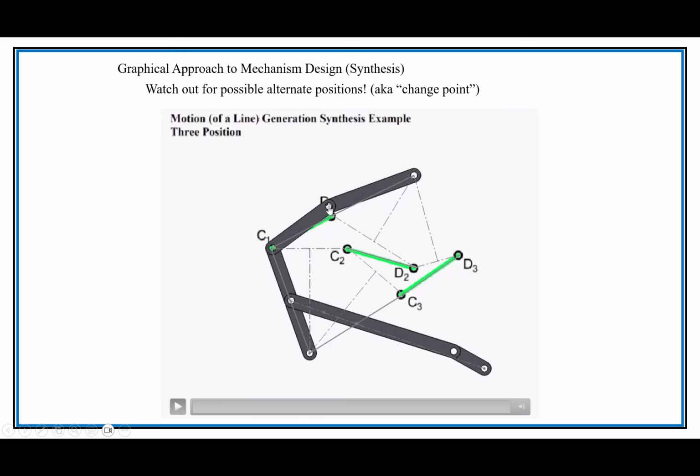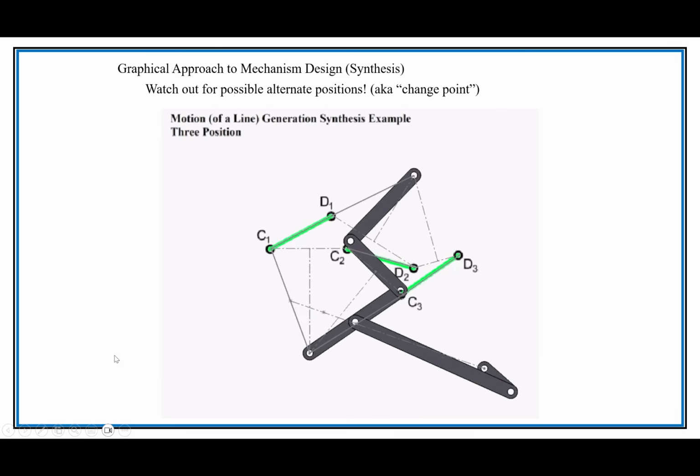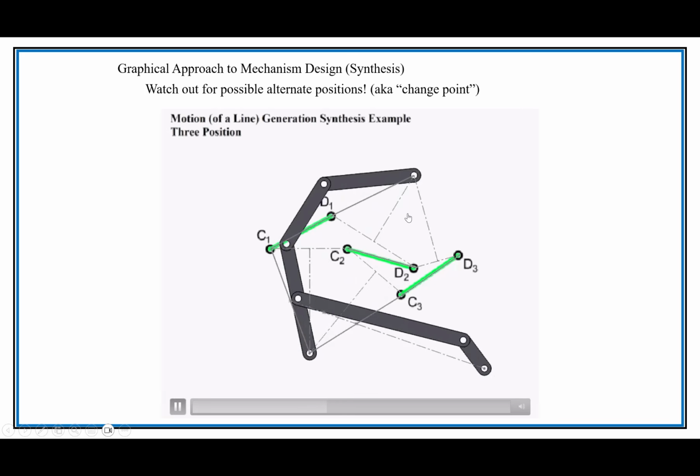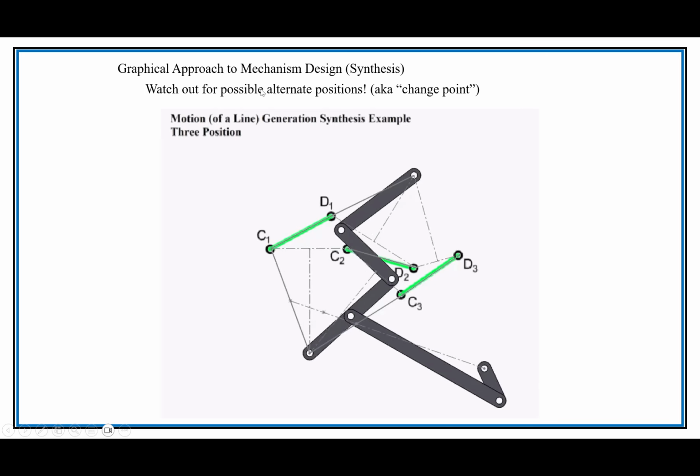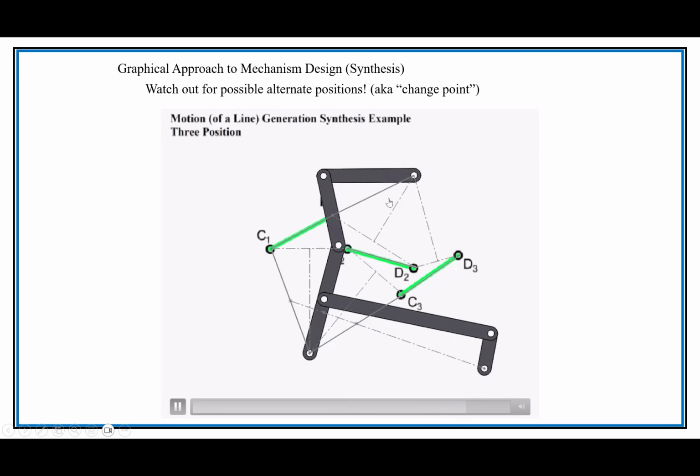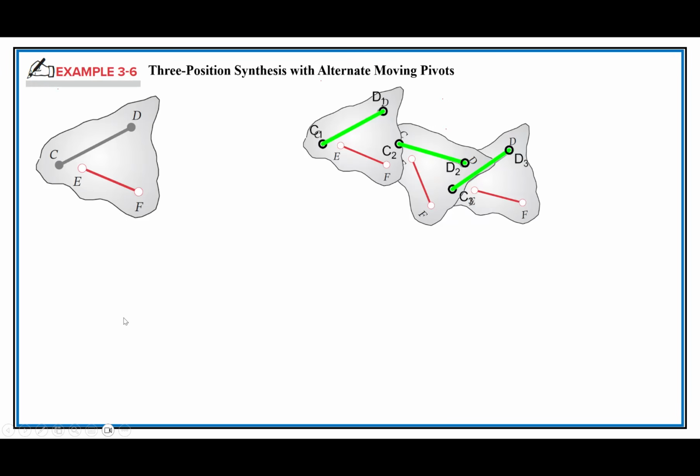So if it were to start above it, here is how the mechanism would work. So that's definitely undesirable, right? It kind of passes through a change point because it was right there near being straight. So that leads up to example 3.6 in the book.